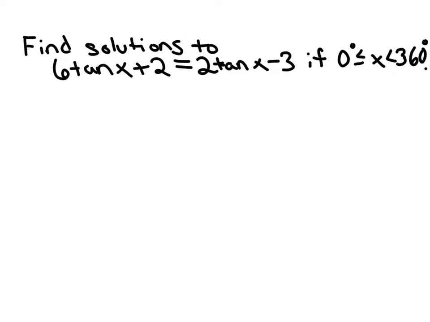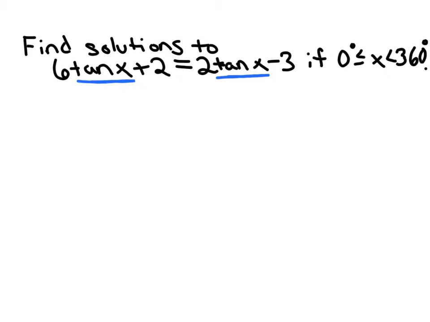Suppose you're asked to solve this equation, 6 tangent x plus 2 equals 2 tangent x minus 3, where x is between 0 and 360 degrees. So again, we've got a trig equation that involves only one trig function, and that trig function is always raised to the first power. So it's a linear trigonometric equation.